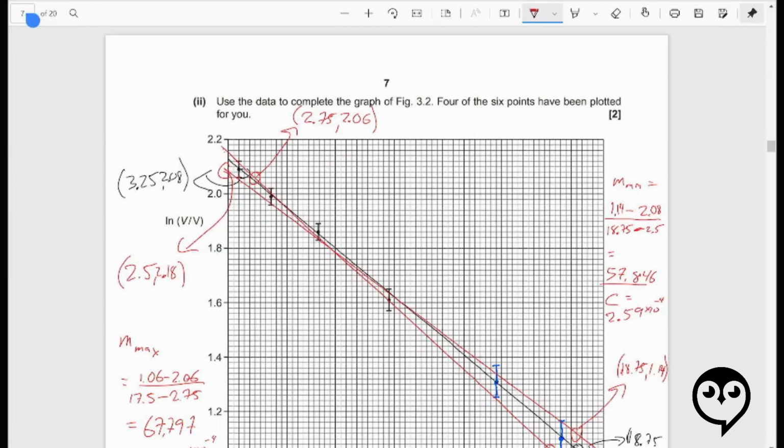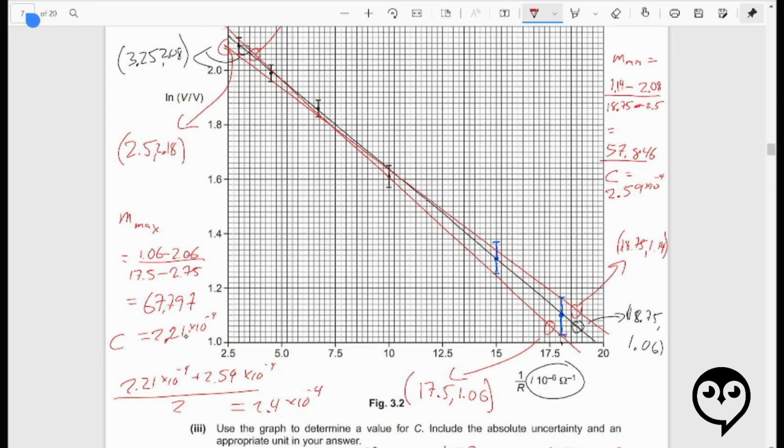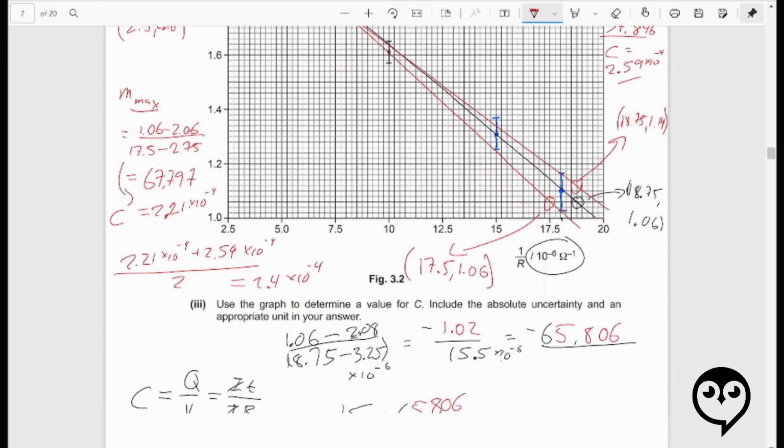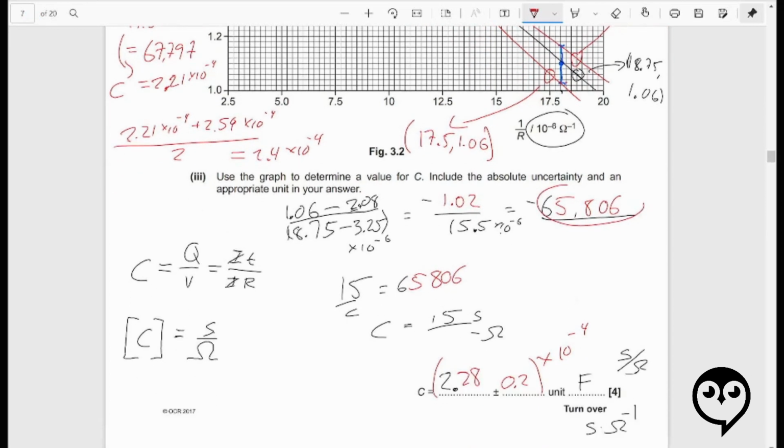I got a minimum slope here, and then I've calculated with it a minimum capacitance of 2.5 times 10 to the negative 4, and I've got a maximum capacitance of 2.2 times 10 to the negative 4. Well, it's the maximum slope which gives a minimum capacitance, right? Minimum slope gives a maximum capacitance. I'm somewhere in the middle. I had noted I had made a mistake earlier, and so my answer is now different than what I just recorded. I ended up getting 2.28.